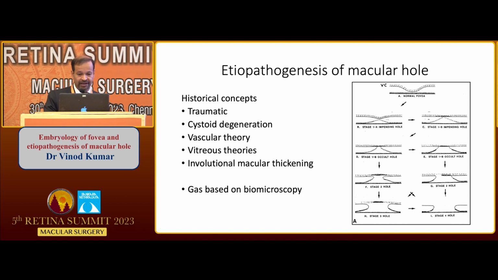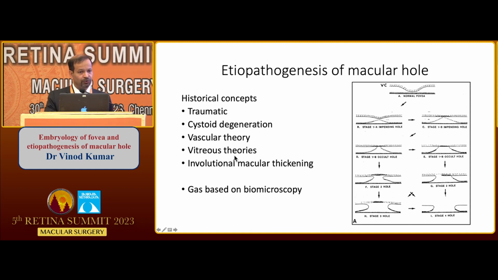Now I'll come to the second part, that is the etiopathogenesis of macular hole. There are several pathogenesis theories which had been given before the onset of the conventional classification given by Sir Gass. These were traumatic, cystoid degeneration, vascular theory, vitreous theory, and involutional macular thinning.